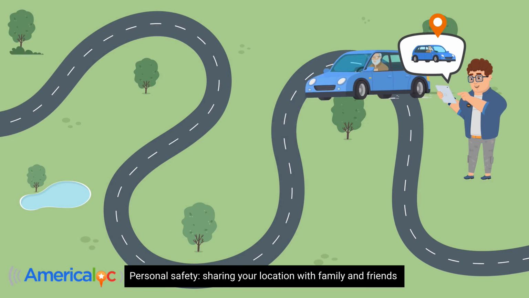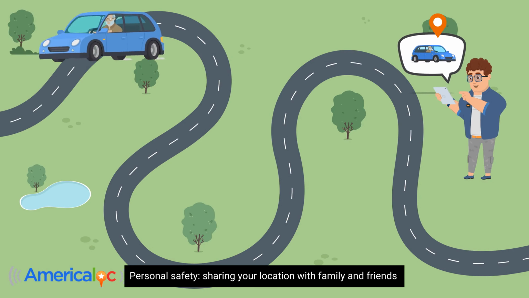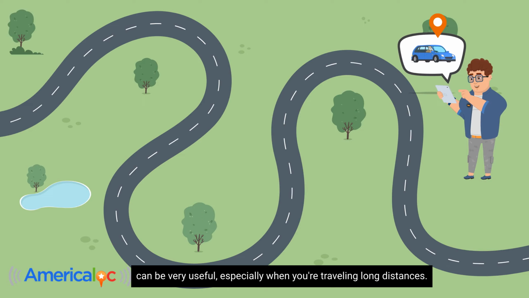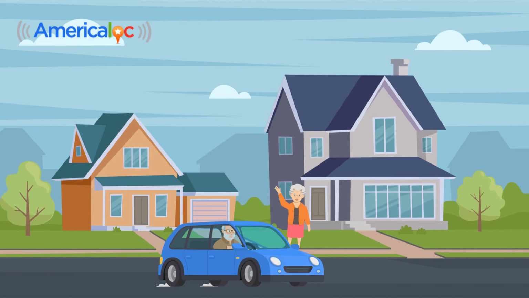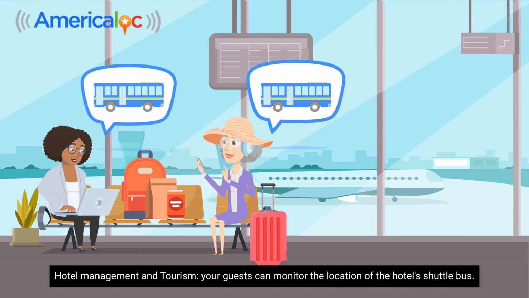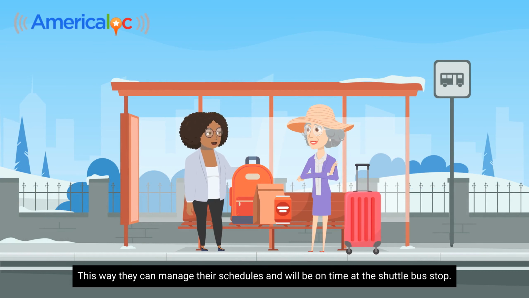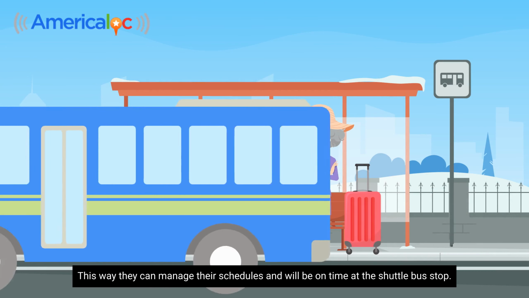Personal safety. Sharing your location with family and friends can be very useful, especially when you are traveling long distances. Hotel management and tourism. Your guests can monitor the location of the hotel's shuttle bus. This way, they can manage their schedules and will be on time at the shuttle bus stop.